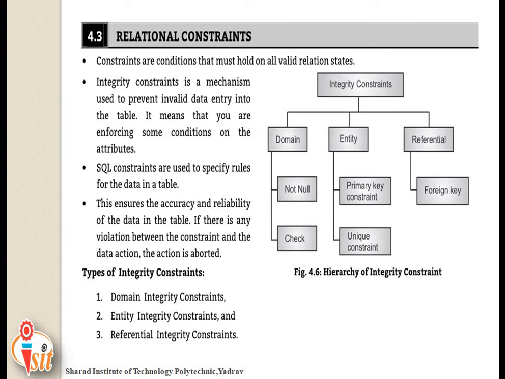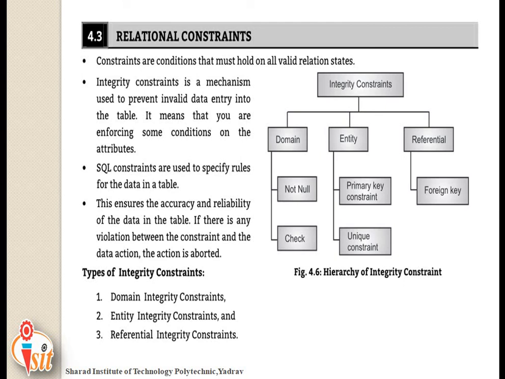Now we will start relational constraints. What are constraints? Constraints are nothing but conditions that must hold for all valid relation states. In short, remember that constraints are nothing but conditions. Integrity constraints are a mechanism used to prevent invalid data entry into the table. It means that you are enforcing some conditions on the attributes. SQL constraints are used to specify rules for the data in the table. This ensures the accuracy and reliability of data in the table. If there is any violation between the constraint and the data action, the action is aborted.